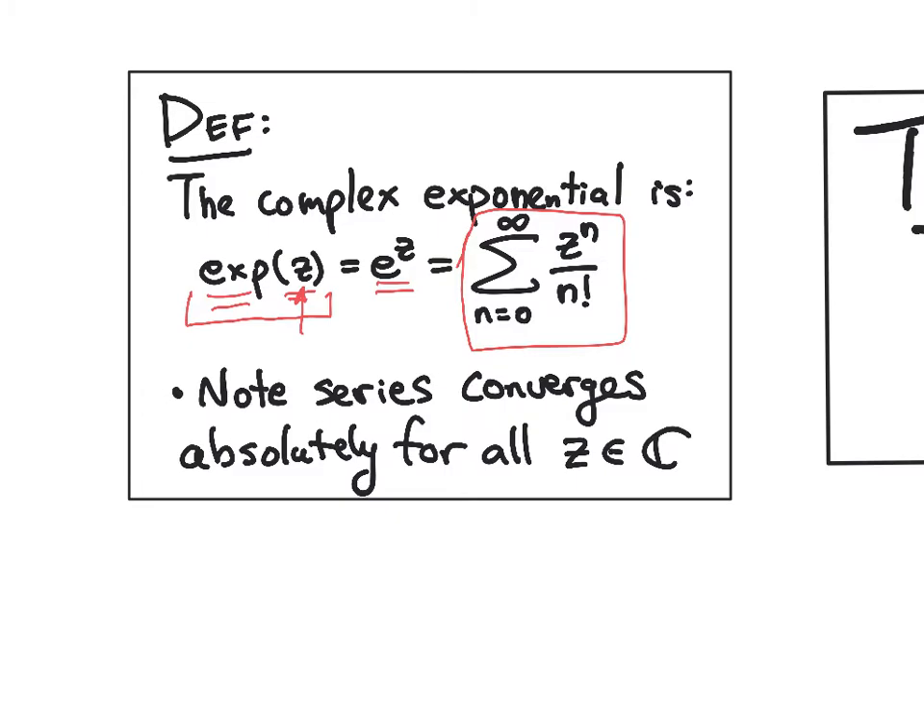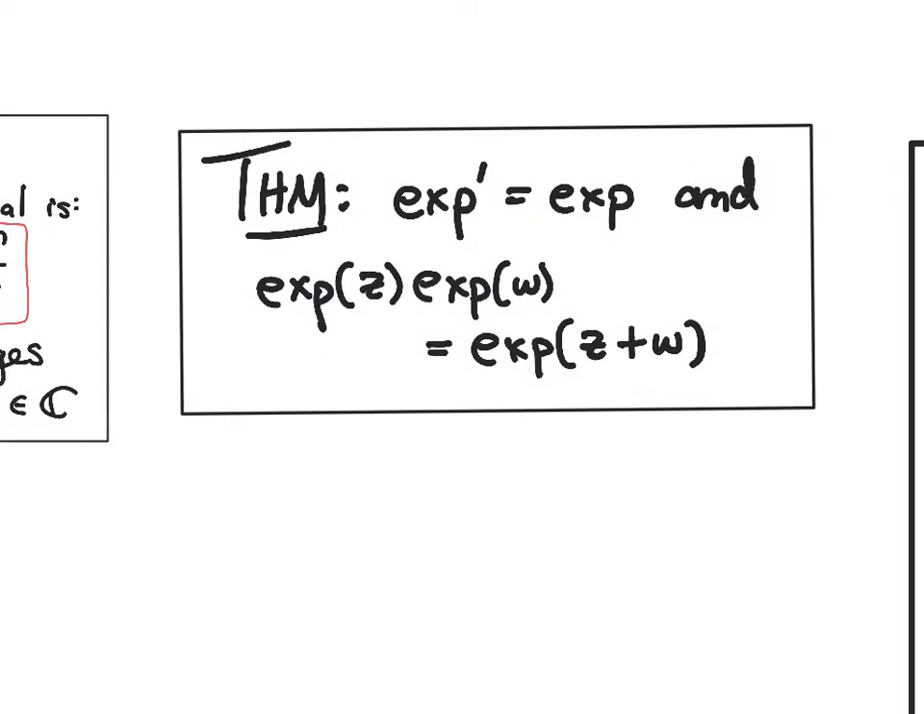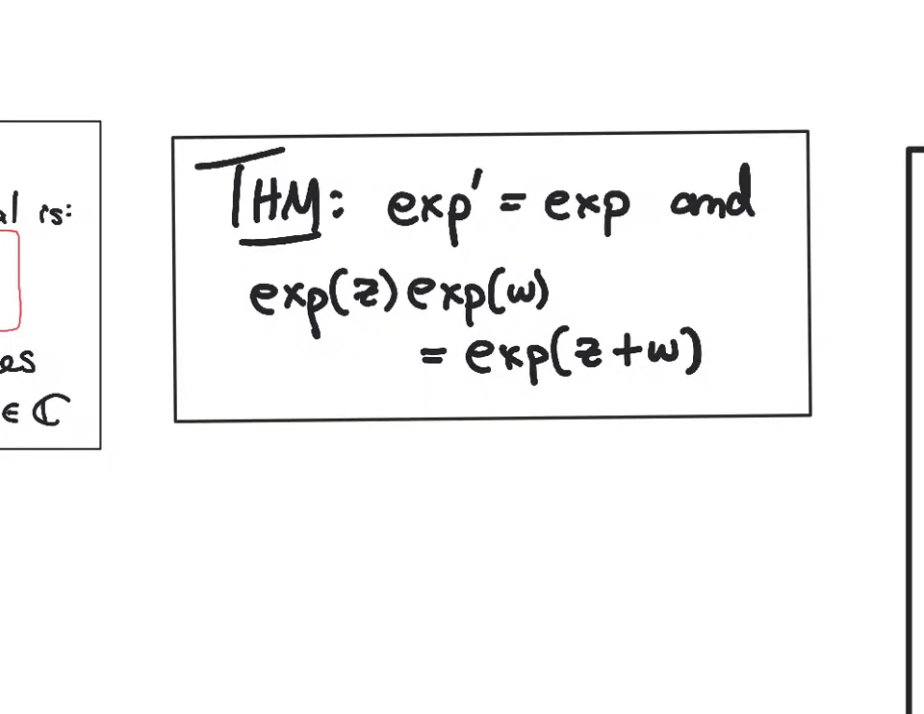Okay, so one of the main properties of this function is that its derivative is itself and it turns addition into multiplication. So exp of z times exp of w is exp of z plus w for all z and w in the complex plane. So let's prove this theorem.